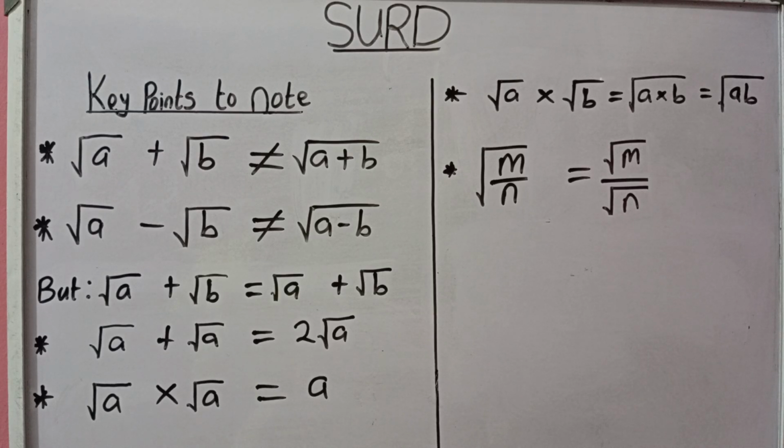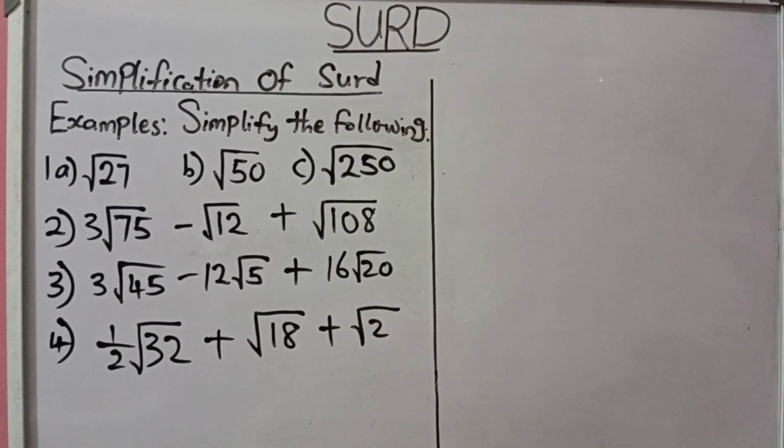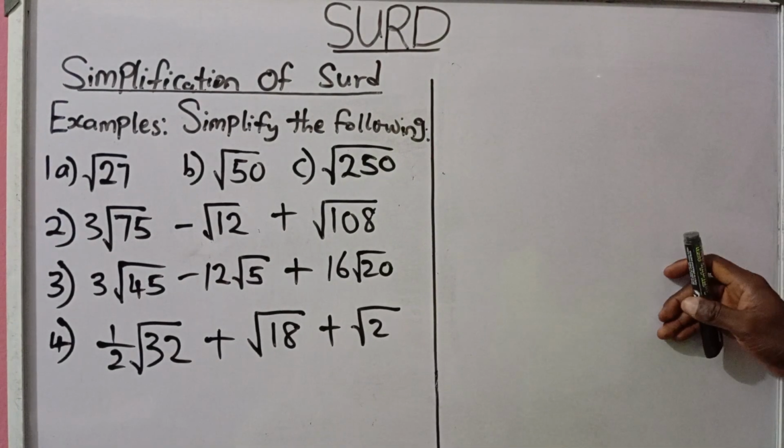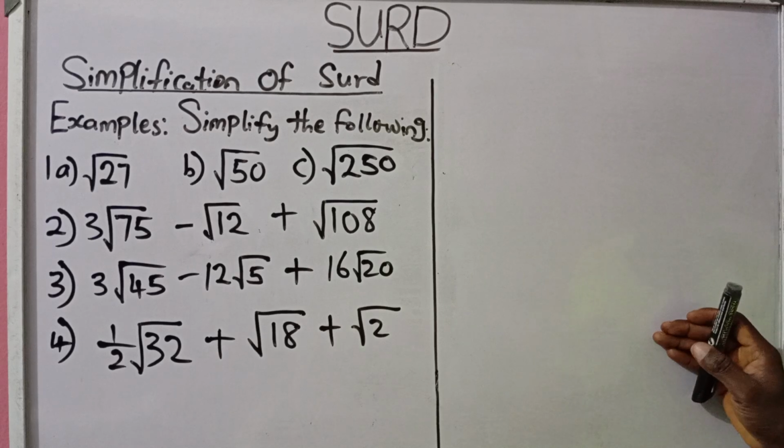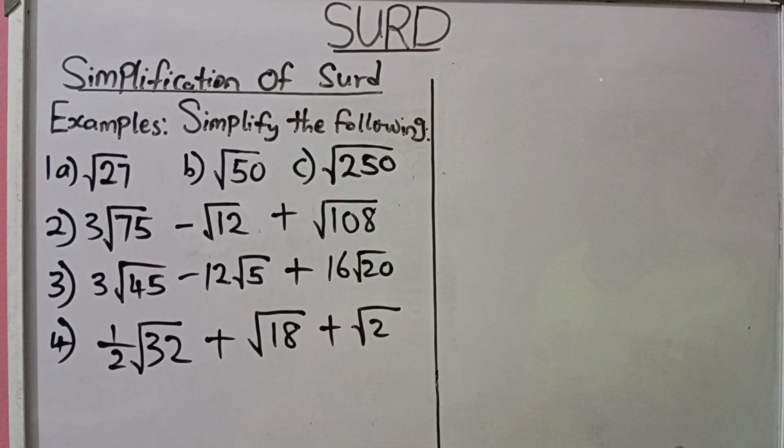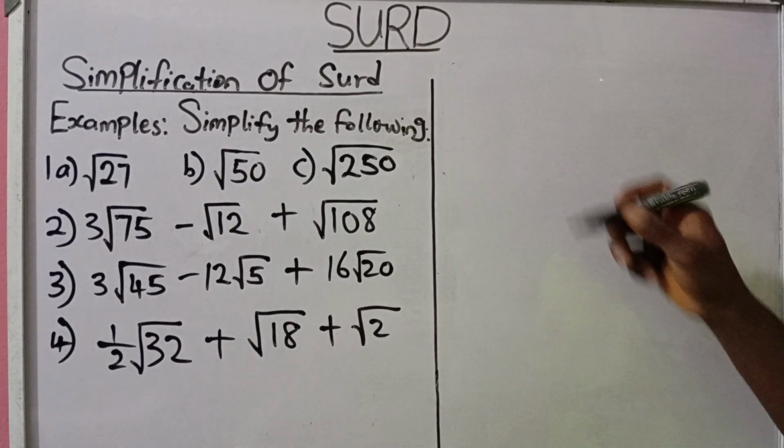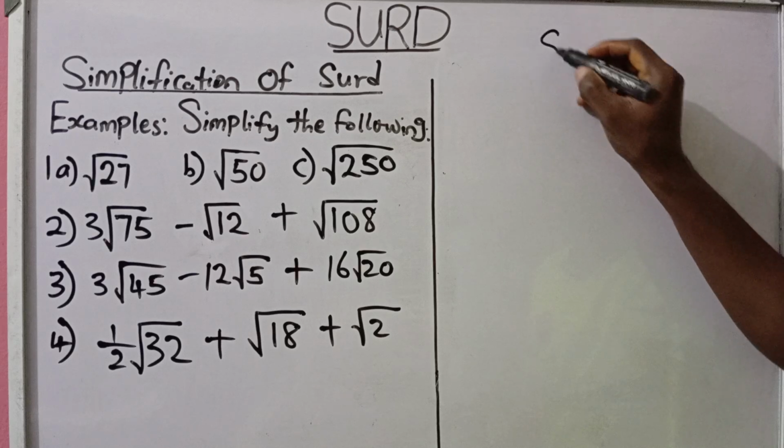Now let's get started. Let's take some of these examples. Number 1: 1a is root 27, B is root 50, and C is root 250. Likewise, number 2 is 3 root 75 minus root 12 plus root 108. Number 3 and others. So now let's start with number 1, the solution.